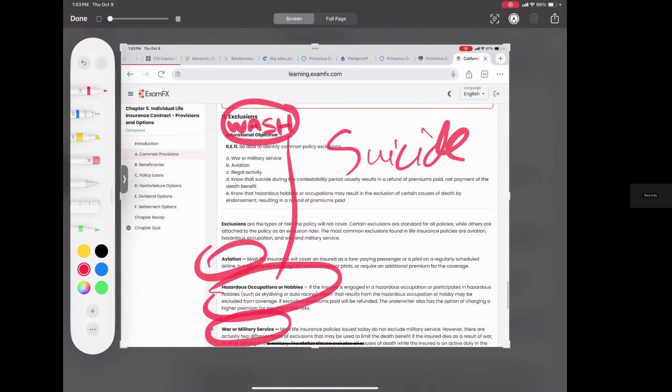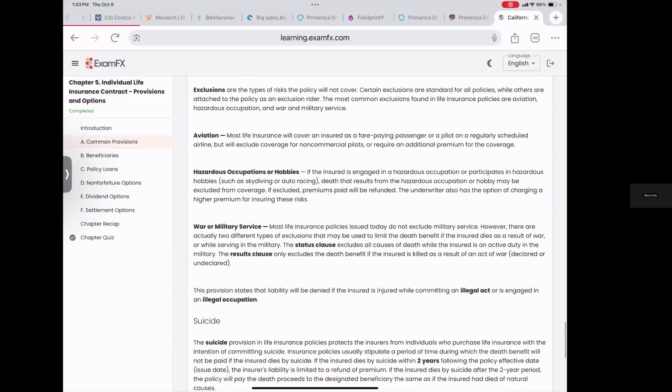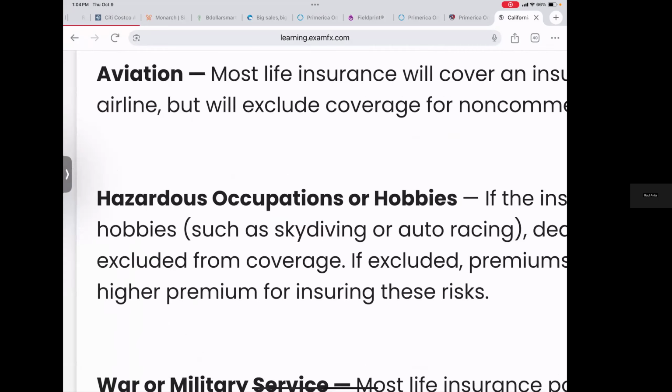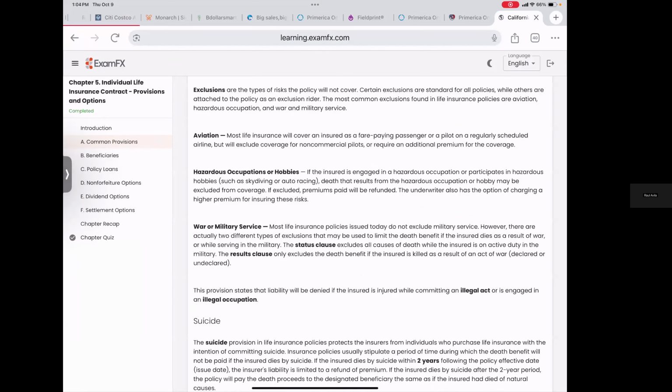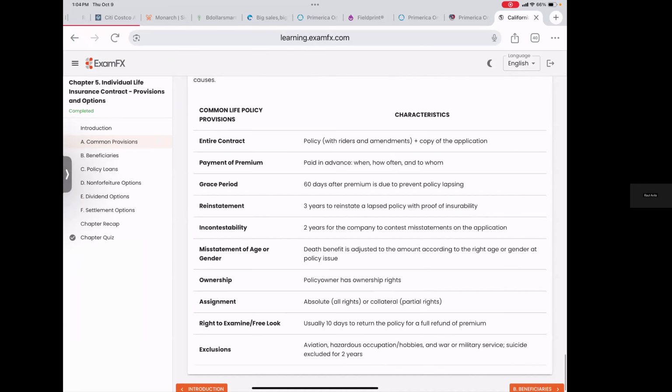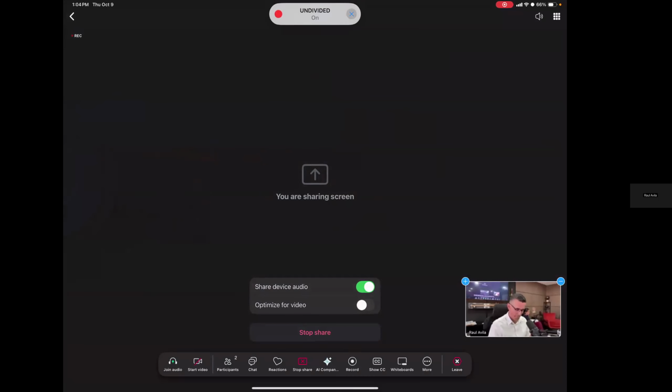Exclusions. There's suicide right there. War, aviation, suicide, hazardous sports, or hazardous occupations. It says hazardous occupations or hobbies, like skydiving. I'm remembering the pictures from the video. Okay, we're good.